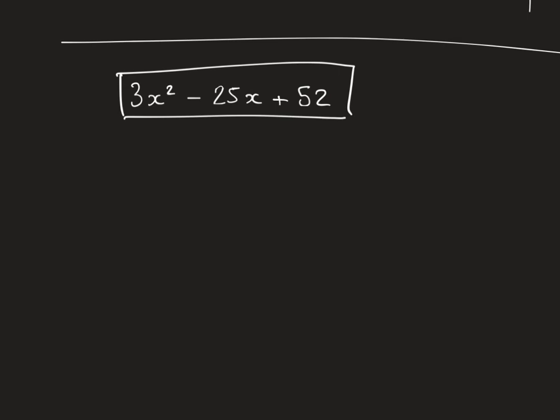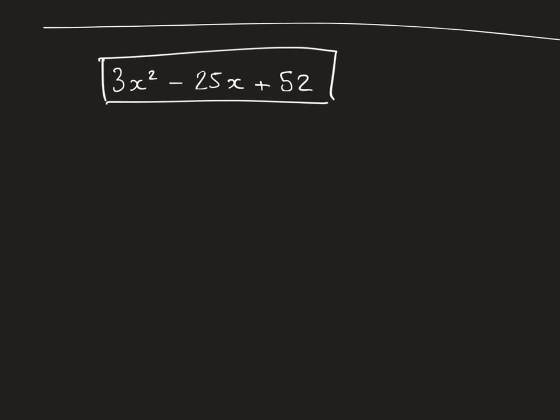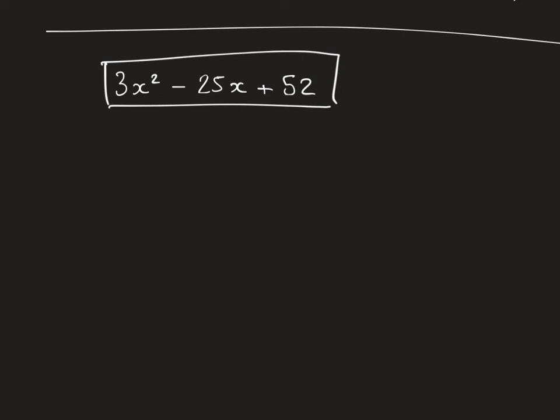So with both examples before, I started off with what the brackets were that we expanded. In fact, in actual GCSE, you wouldn't be given those. So what would we do? Well, the first thing to do is identify our A, our B, and our C. And in this case, our A would be 3, our B would be negative 25, and our C would be positive 52. Now, I don't actually have to write the positive in front of that, but it's 52.